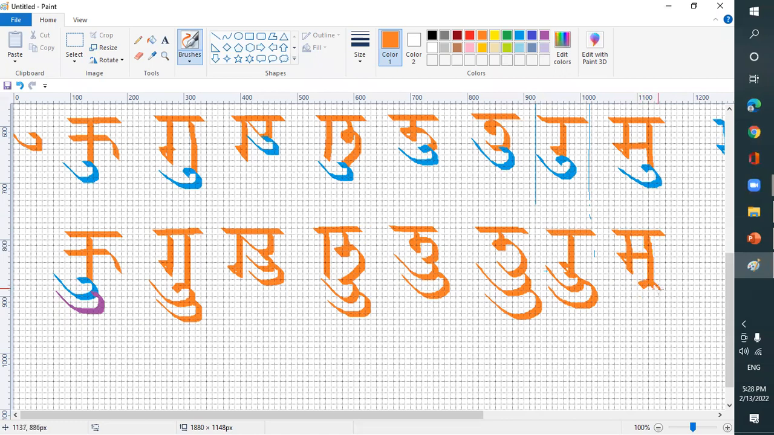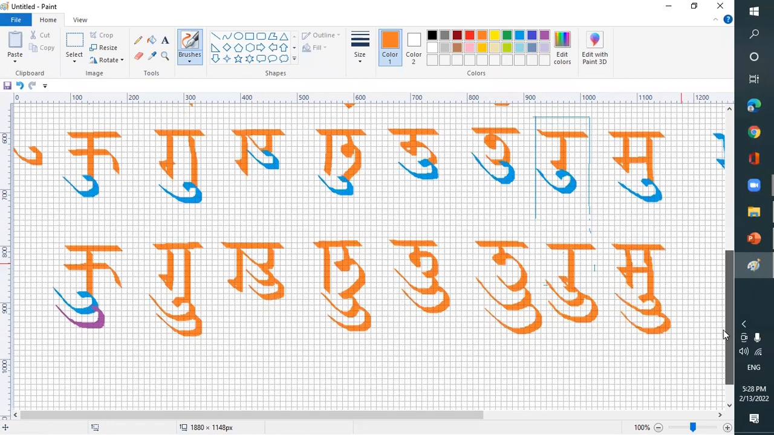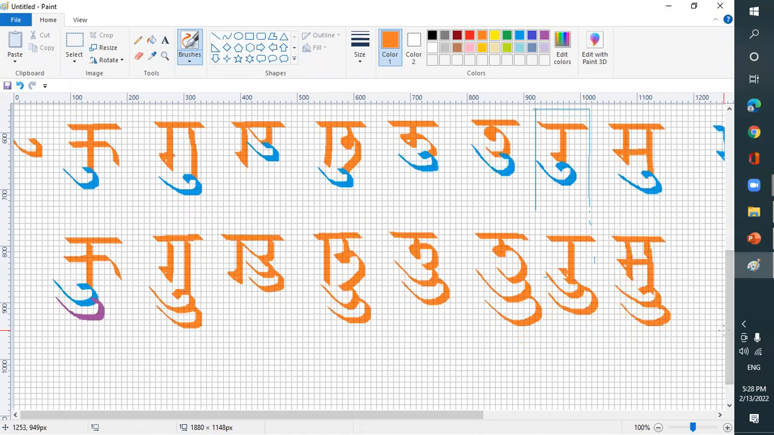sure, u and u, shu. These u and u matra, again I repeat, use it only for these 8 alphabets what I am showing. For all other alphabets, whatever u and u matra we have learned, which was like this for u and like this for u, will be followed for all other alphabets. Only for these 8 alphabets we use this u and u matra differently.